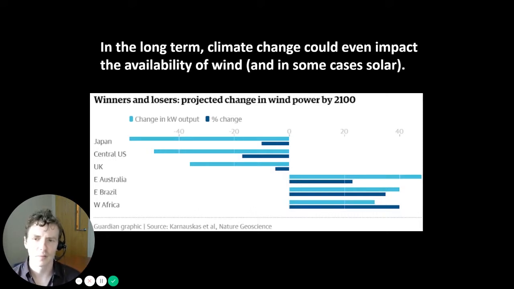And you can see that in particular in the central United States, which is the best area in the United States to install wind power capacity based on wind speeds alone, climate change is actually projected to significantly reduce wind power output from those turbines.